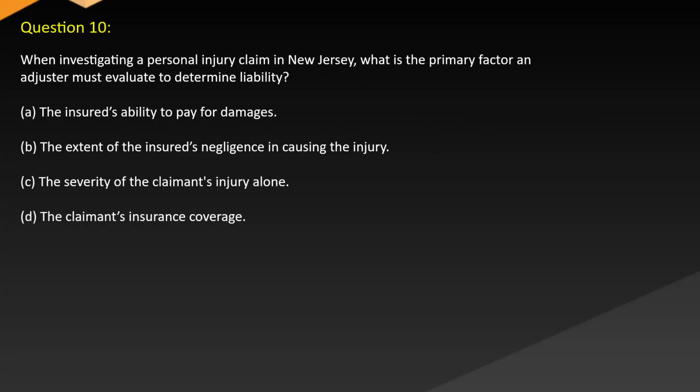Question 10. When investigating a personal injury claim in New Jersey, what is the primary factor an adjuster must evaluate to determine liability? A. The insured's ability to pay for damages. B. The extent of the insured's negligence in causing the injury. C. The severity of the claimant's injury alone. D. The claimant's insurance coverage.